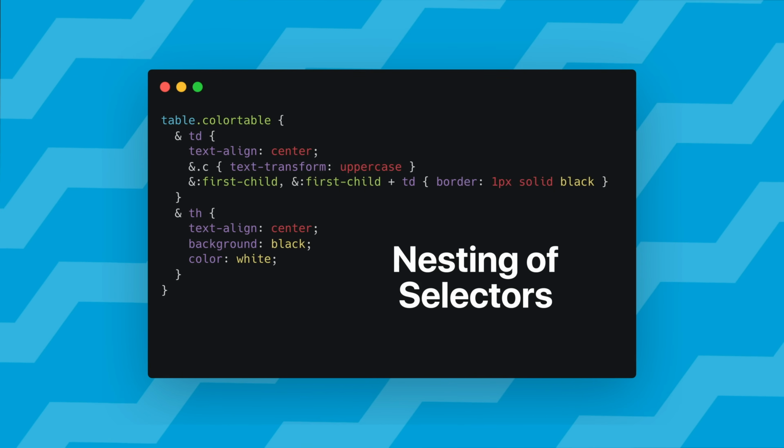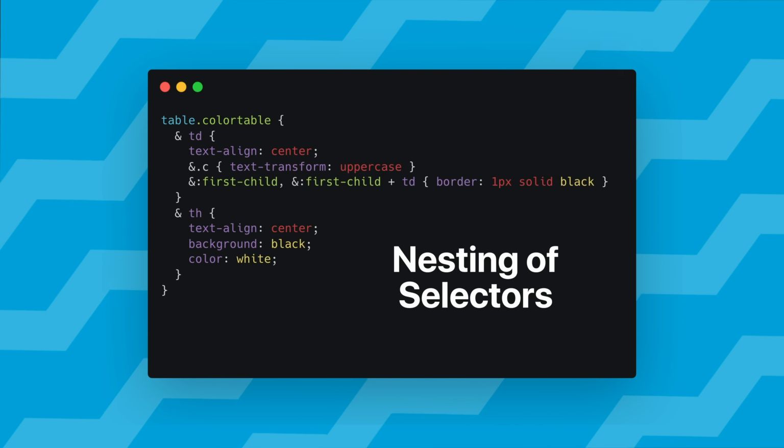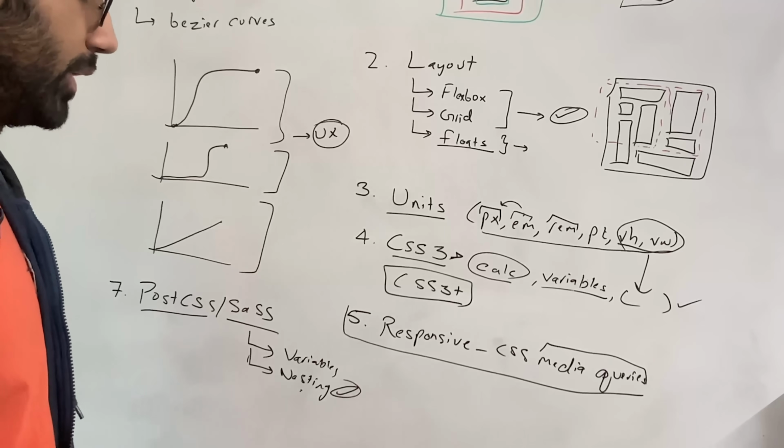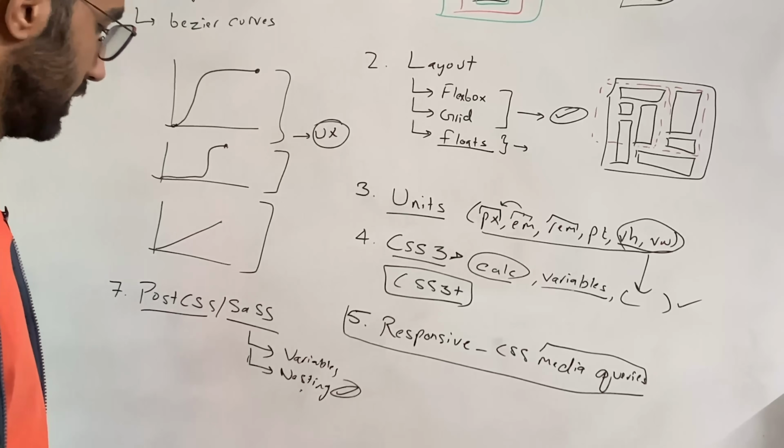And the second one is actually the nesting of selectors. This is probably the best feature out there. And I wouldn't be too surprised if CSS brings native support for nesting selectors in the next 4 or 5 years. So that is awesome.